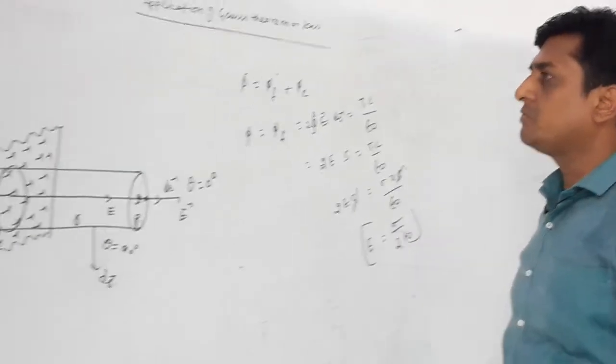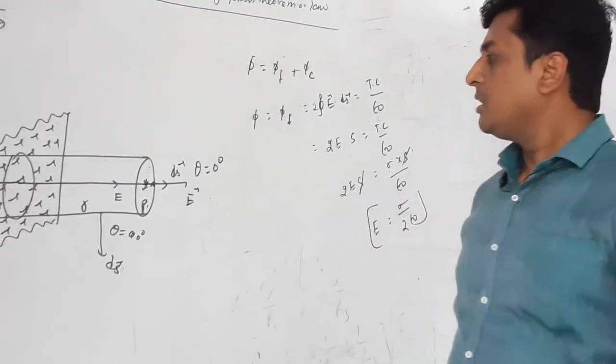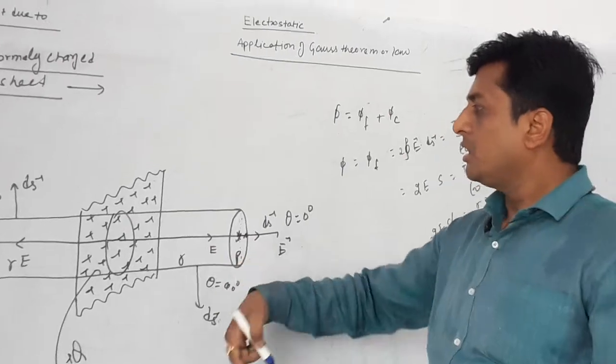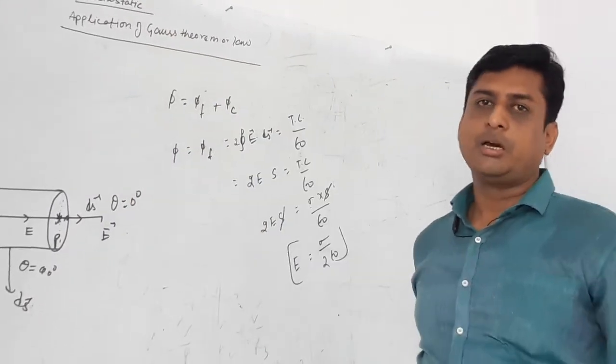So with the help of this formula, you can calculate intensity at any point due to a uniformly charged thin plane sheet of infinite extent. Okay.